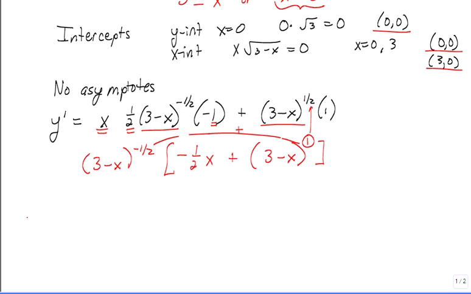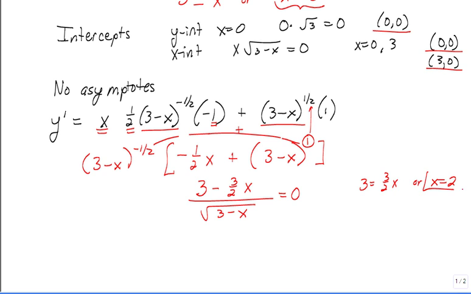Okay, so if I simplify the inside of those parentheses, I'm going to have 3 minus 3/2 x over the square root of 3 minus x. And when I set that equal to 0, I get 3 equals 3/2 x, or x, that means x equals 2. So that's a critical point.